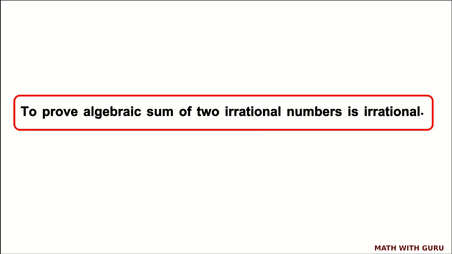Now, let us prove the algebraic sum of two irrational numbers is irrational. Let us take an example. Prove that root 2 plus root 3 is irrational. We know that root 2 is irrational, root 3 is irrational. We need to prove that their sum is irrational.